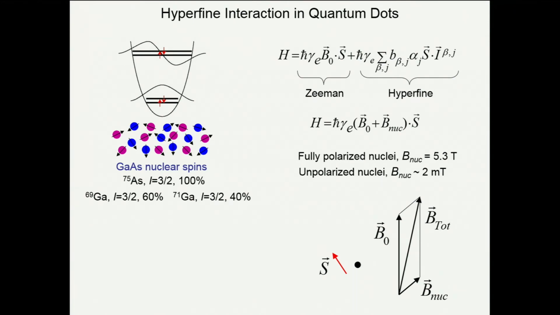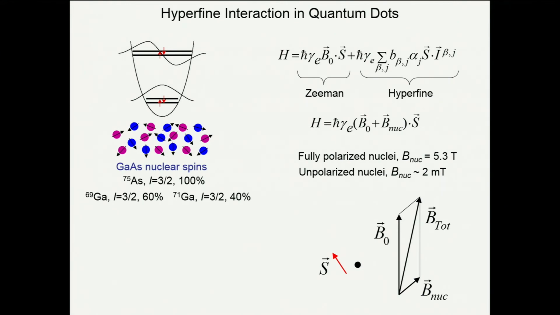The other main term is a hyperfine coupling. I want to give you an intuitive picture for hyperfine coupling. We have an electron that's sitting in our dot, but this is an extended wave function, and this electron overlaps with about 1 million lattice nuclei. And in III-V semiconductors like gallium arsenide or indium arsenide, all of these lattice nuclei carry spin.